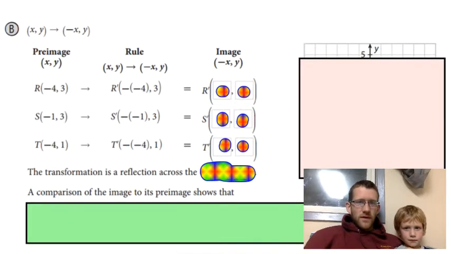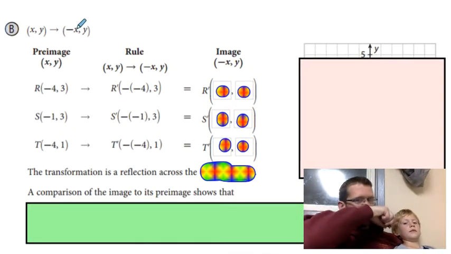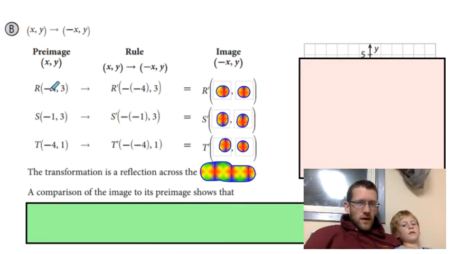Okay, we're going to do another one here. In this one, we take our x value and our y value, and what do we do to it? Well, we simply make the x negative. So we multiply it by -1, right? In this case, point R is at -4, 3.